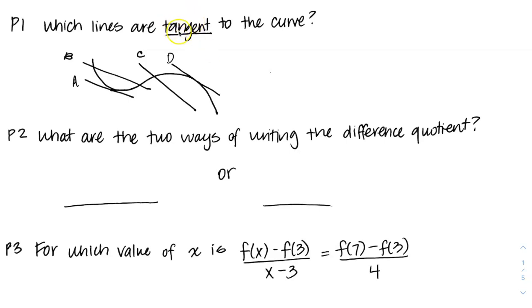So remember, tangent means it's going to hit at one spot, but it kind of bounces off. Like right here, that's a secant line more. If you continued this, it's going to cross the curve twice. Like that one crosses twice. So the only ones that are tangent are A and D. Little geometry review.